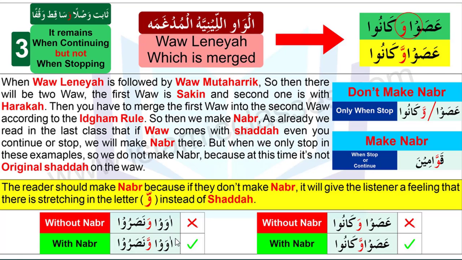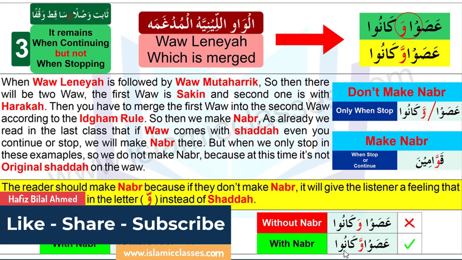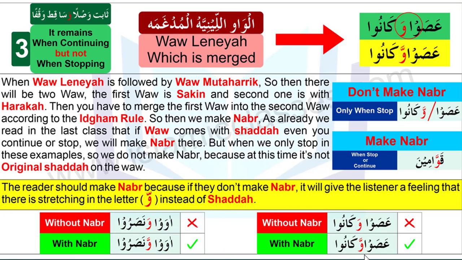Alright, we say again awawa nasaru, right? This is with nabr. And the second example, look at here, without nabr, it can be long, as we say asawakanu. This is wrong. Why? Because we are not merging the first sakin letter into the mutaharrik letter. So first we merge and then we raise the voice of waw here to tell the listener there is waw with shadda sign on it. So we say asawakanu. I hope you understand this lesson.